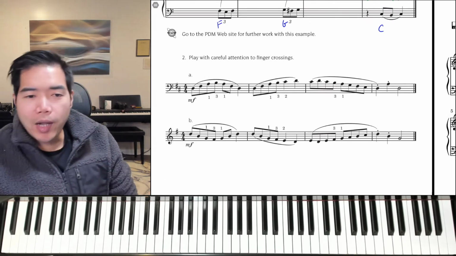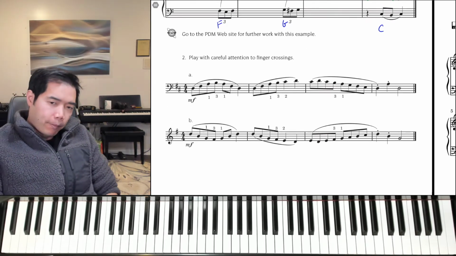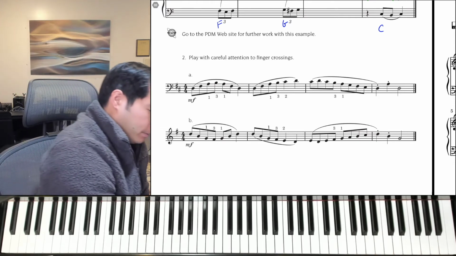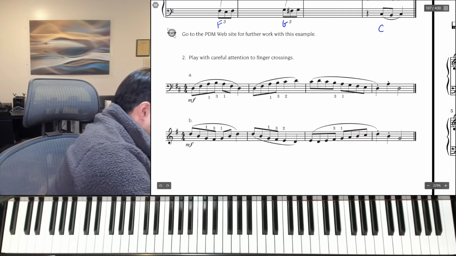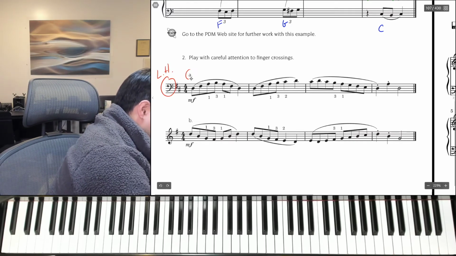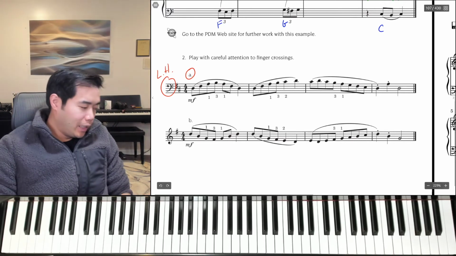Let's take a look at the bottom of page 86 now. Notice that this first example, example A, is notated in the bass clef, so this is going to be played with the left hand. Let's take a look at some of the details.